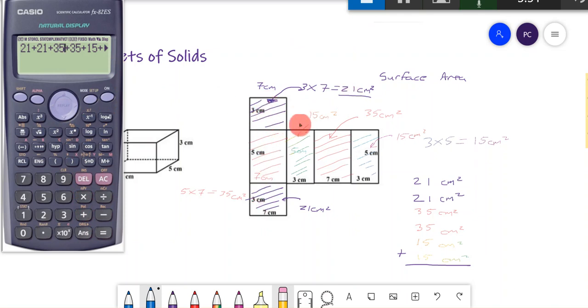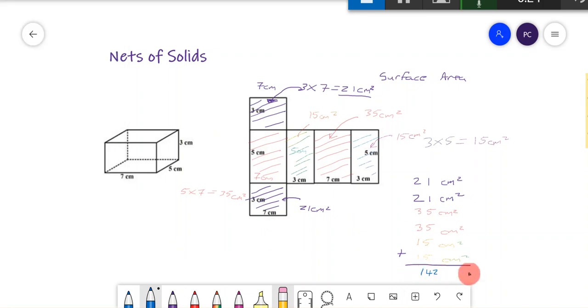For example, we have this 21 centimeters squared here and this 21 centimeters squared here. We can add these to the other ones. This here and this here are the two 35 centimeters squared, and this one and this one are the two 15 centimeters squared. We can just plug these into our calculator and add them up, like so. And we can see that our answer is 142 centimeters squared.